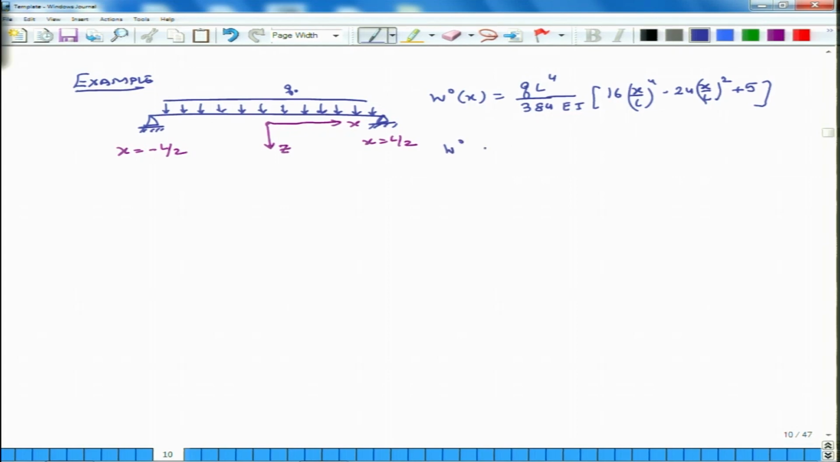And W naught at 0 is basically, I put x is equal to 0 in this case, so it is 5 times 16 over 384. So it is equal to 0.01302 QL4 by EI. So this is the exact solution.